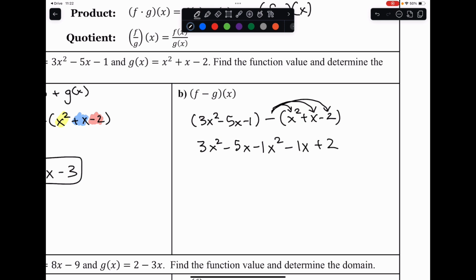And then you can use the same technique that we did in the previous one and combine like terms from left to right. So let me highlight the corresponding like terms, and then we're going to do the operations from left to right. Hold on, I'm missing a term right here. Negative 1, and now negative 1x squared minus 1x plus 2. There we go.